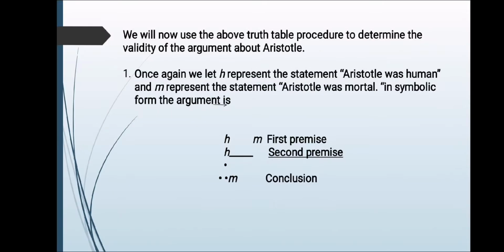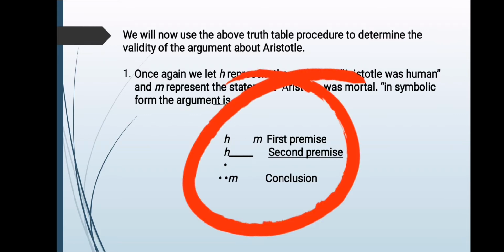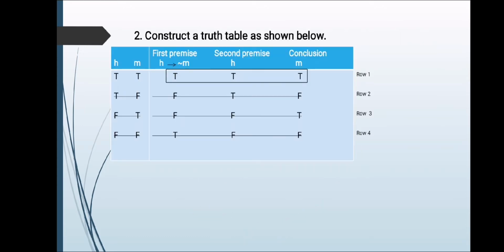We will now use the above truth table procedure to determine the validity of the argument about Aristotle. Once again, we let H represent the statement Aristotle was human, and M represent the statement Aristotle was mortal. In symbolic form, the argument is. So let's proceed to example number 2. Construct a truth table as shown below.